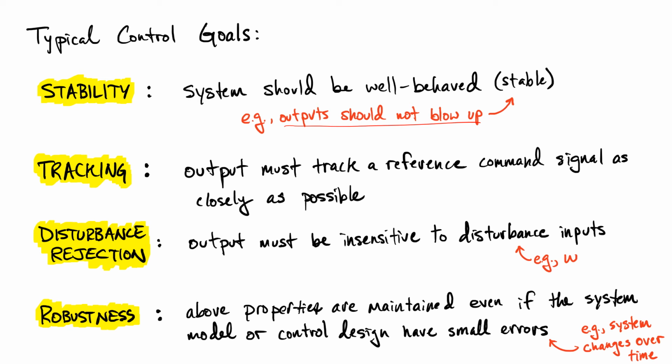Our second control objective is going to be to accomplish tracking, and this is where that reference that we talked about on the last slide comes around. And so this is the idea that we provide some sort of command signal that we'll call a reference, and the output should achieve that as closely as possible.